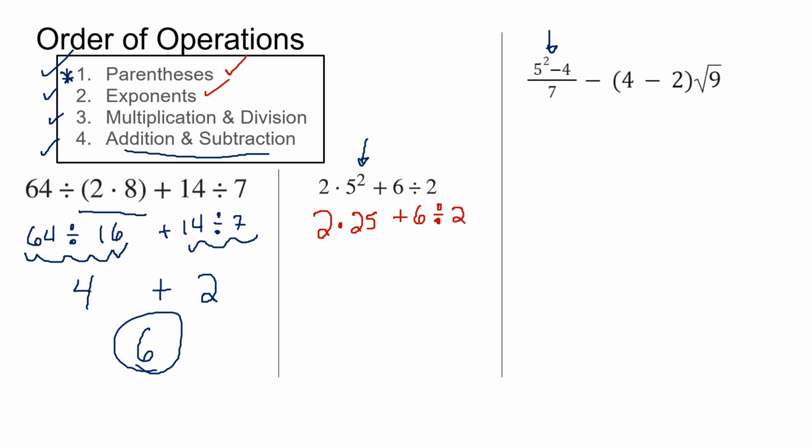We're looking for multiplication and division. Sure enough, I got some here, got some there. 2 times 25 would be 50. Over here, 6 divided by 2 would be 3, and 50 plus 3 is 53. All right. Don't want to belabor this, but let's do one more. This gets people into more trouble than just about anything else that we're going to do all semester, honestly.